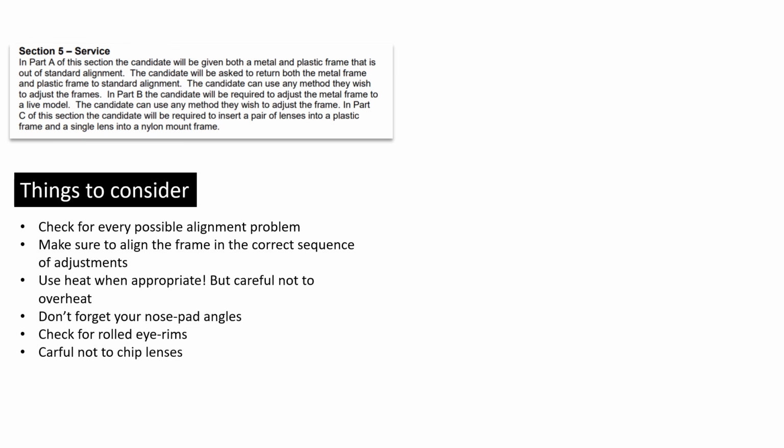in part C, the candidate will be required to insert a pair of lenses into a plastic frame and a single lens into a nylon mount. With these things, be careful not to chip the lenses. Use the proper practices. Use a little bit of heat for the plastic frame because we don't know what type of lenses. I would hope that they're like poly or high index so that they don't chip. However, you never know. So make sure that you treat it like it is something that can chip. So, be careful. And again, don't force the lens into the frame, right? If it doesn't look like it's going in easily, use some heat, take your time, be careful.